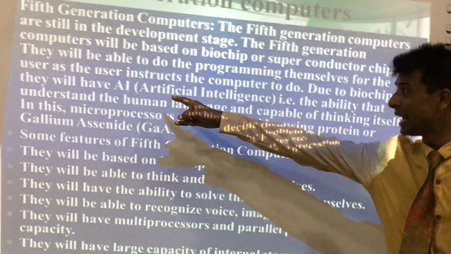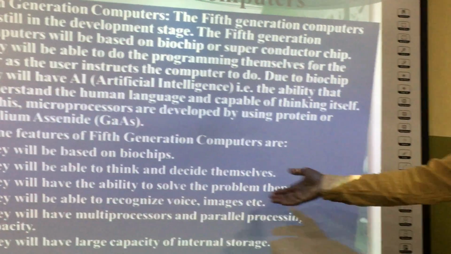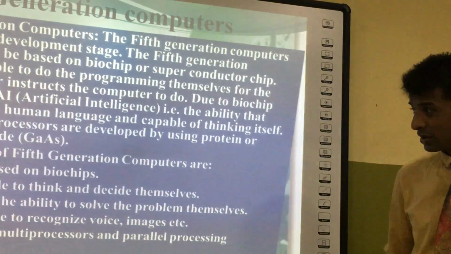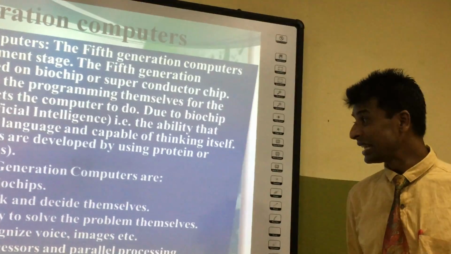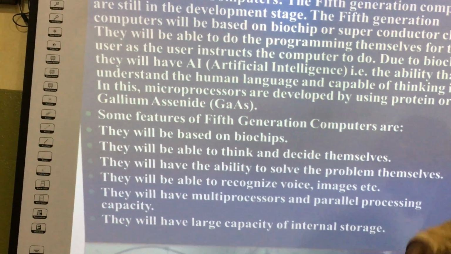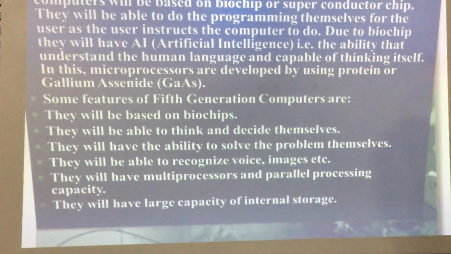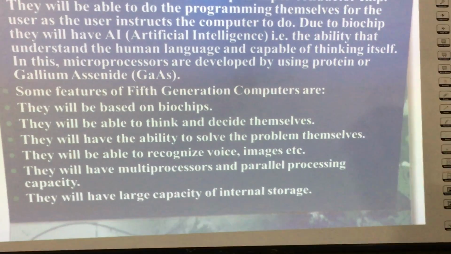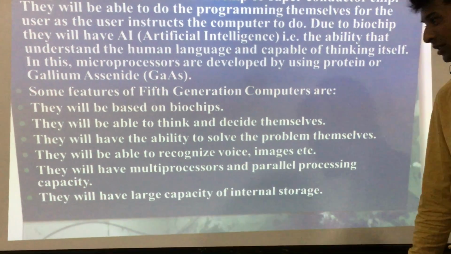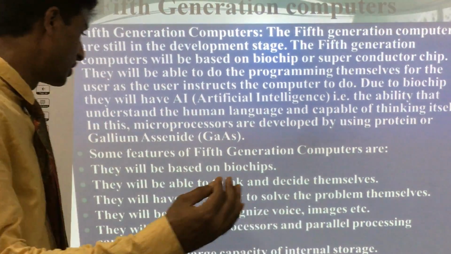That is why the name artificial intelligence, AI, is given. Some features are given here. They will be based on bio chips. They will be able to think and decide themselves and solve problems themselves. You just need to give the instruction, and the fifth generation computer works. They will have multiple processors and parallel processing capacity, and large capacity in comparison with the first, second, third, and fourth generation computers.